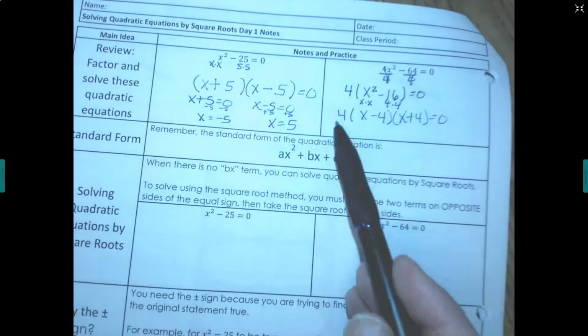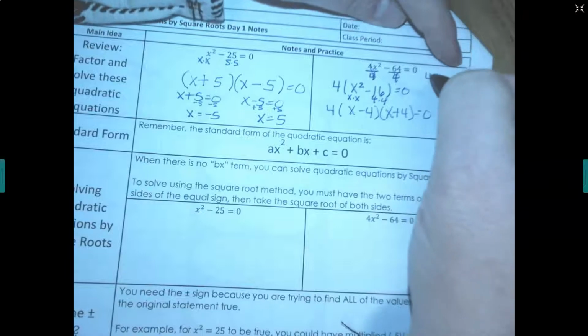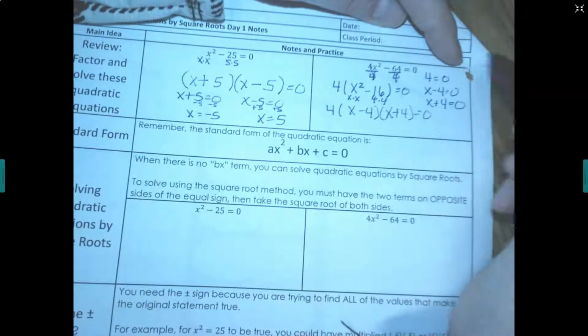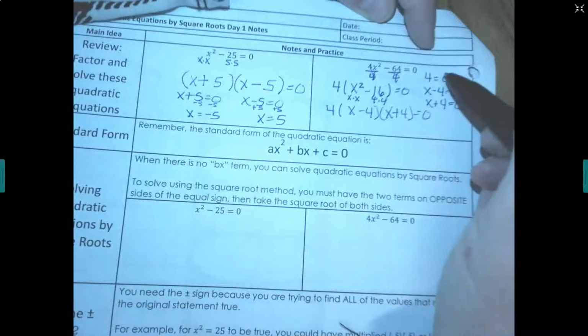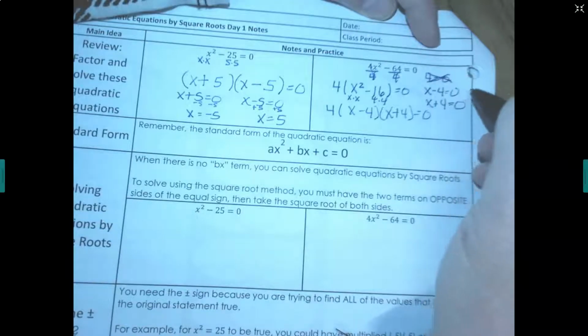So you would set each one of these equal to 0. Each factor. So 4 was one of the factors. 4 equals 0. x minus 4 equals 0. And x plus 4 equals 0. Well, 4 cannot equal 0. So we're just going to ignore that one. We're going to cross it out.